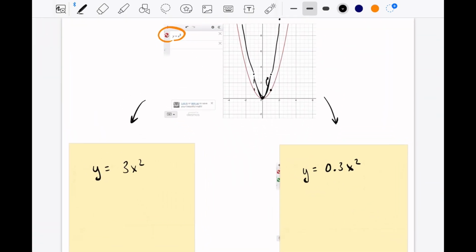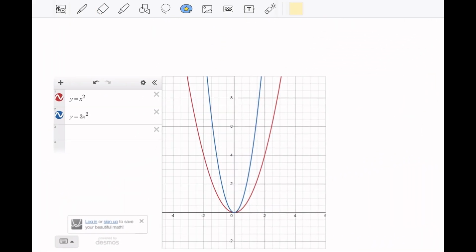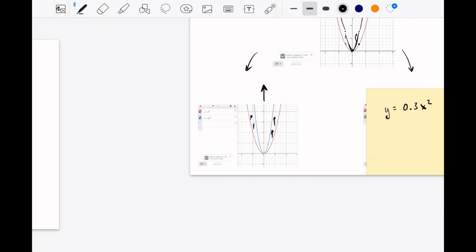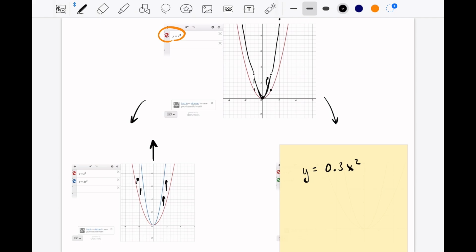If we look at the graph that we have drawn, we will get this. And this is referred to as an extension. Why is it an extension? Because it feels as if we're taking the original graph, the red graph, and we're pulling it up to get this more narrower graph. Now let's think what would happen if it was 0.3 times x squared.